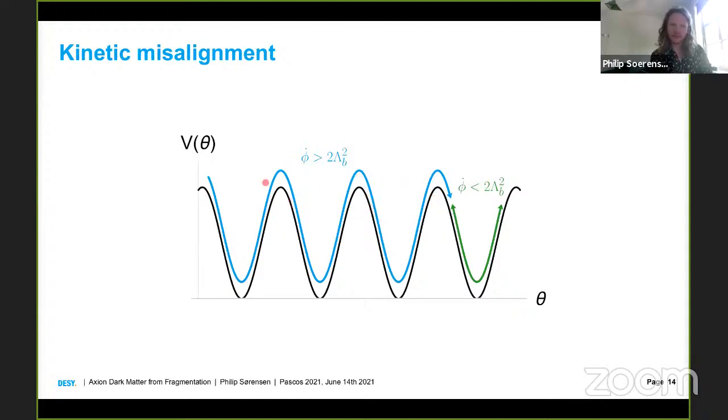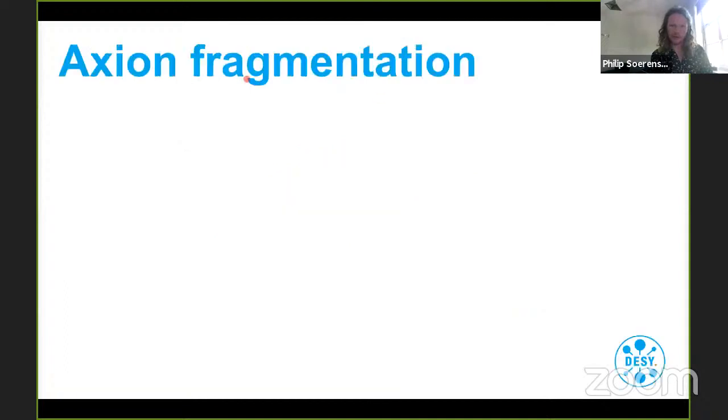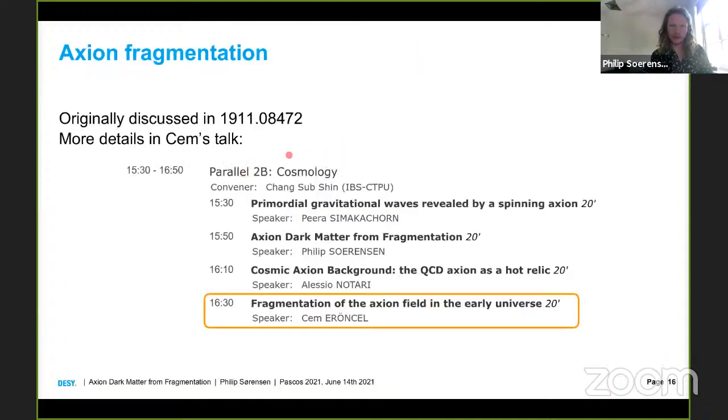Now, this is an effect known as axion fragmentation. It was originally discussed in this reference from Fonseca, Morgante, Sato, and collaborators. And I won't talk about it too much because Chem has an entire talk about it, which I highly encourage you to have a look at. It's in just 20 minutes, so it's very relevant. But I can just give you the absolute minimum you need to understand.